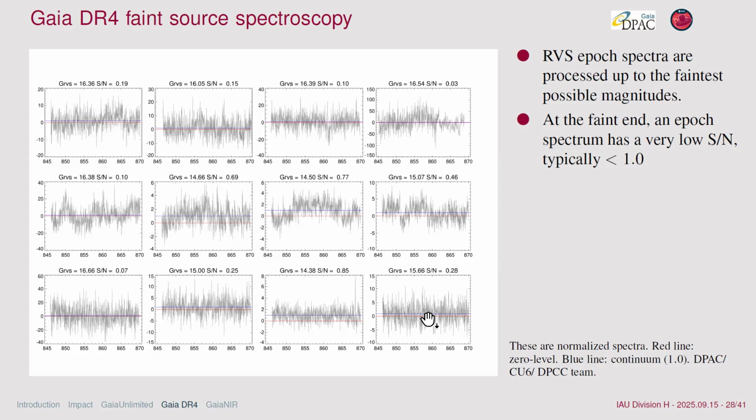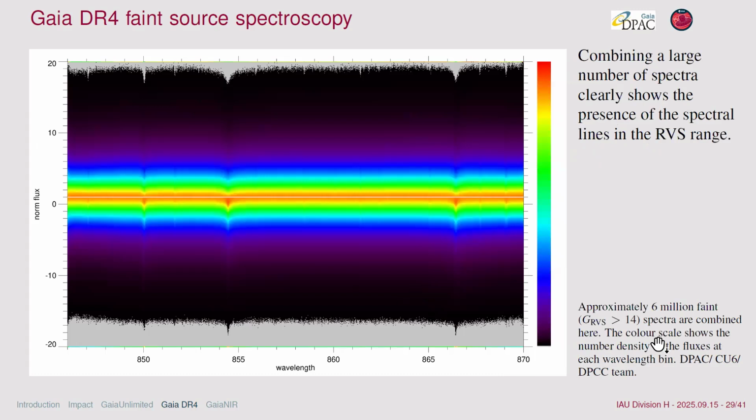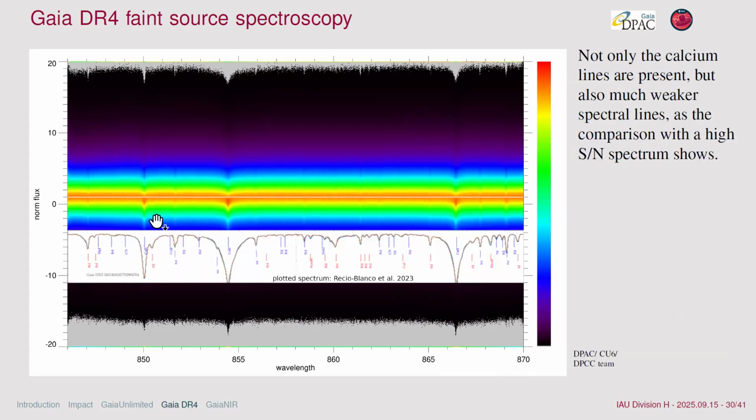Now, is there anything you can do with this? Yes. If you stack together enough of these spectra, and here you have 6 million faint star spectra combined together, then you can start to notice spectral lines. You can see the three calcium triplet lines very clearly, but you can also see a number of fainter lines in these stacked spectra. And if you compare to a bright star spectrum, you can clearly identify all the different spectral lines in these stacked spectra. So for example, for looking for, let's say, diffuse interstellar bands, it could still be interesting to look at these very faint spectra by stacking them together over, say, areas on the sky.